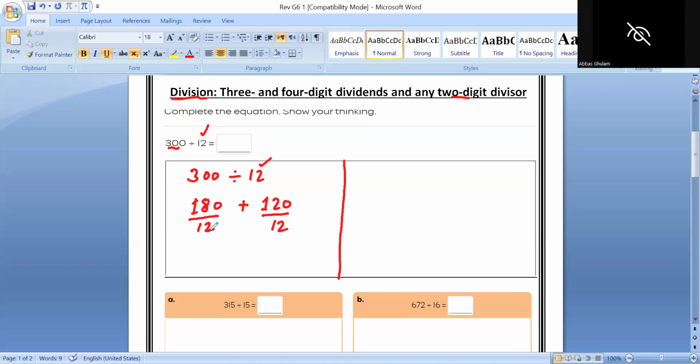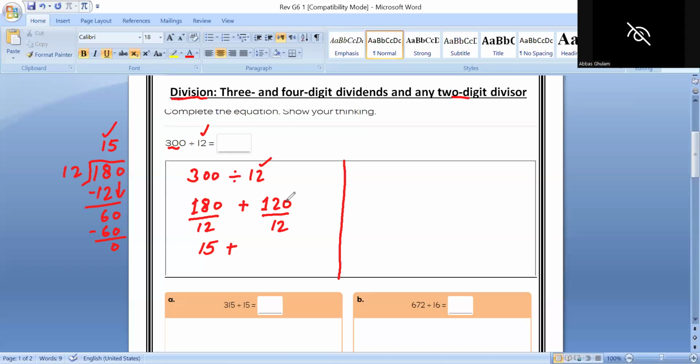180 divided by 12. If you draw one small house, inside the house will be 180, outside the house will be 12. 180 divided by 12: 12 one time equals 12. We subtract it, we get 6, then I bring down 0. 12 multiplied by 5 equals 60. So the remainder is 0. So what is my answer? I can write here 15.